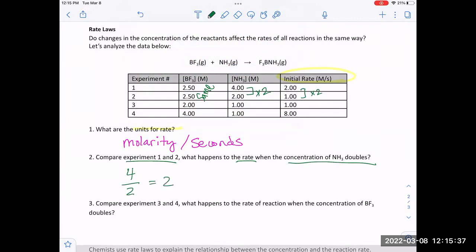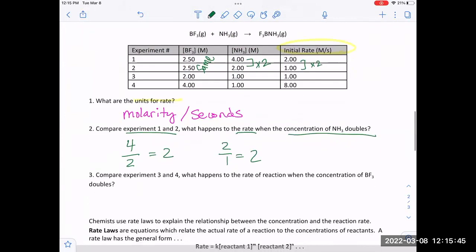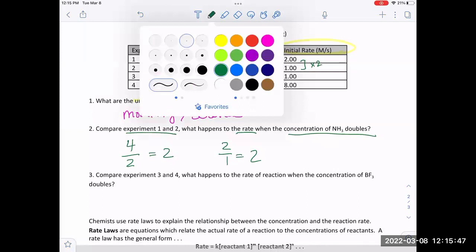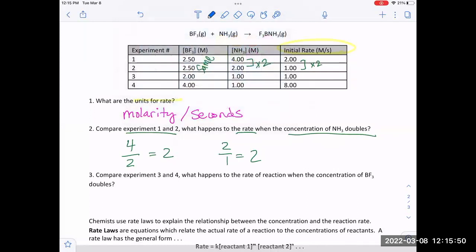So we could set up a little ratio here where we put the larger number on the top divided by the smaller one on the bottom. It's good to keep these as whole number values rather than fractions. So instead of doing 2 over 4 and 1 over 2, we would do 4 over 2 and 2 over 1. All right, with experiments 3 and 4, what happens to the rate when the concentration of BF3 doubles?